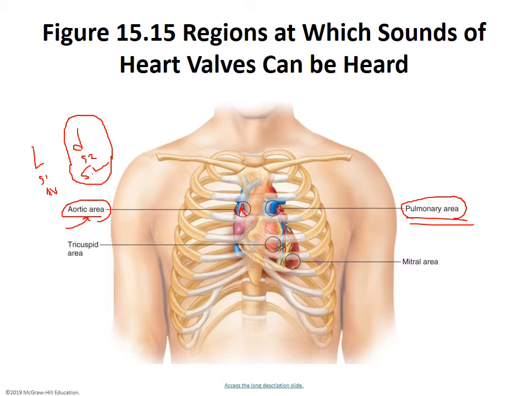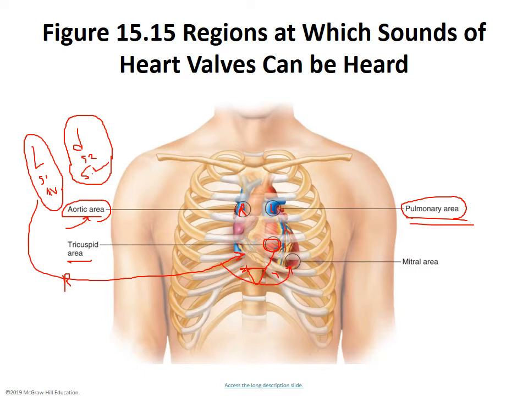Now, if we go down, you can feel where the point of the sternum, the xiphoid process, is. Basically, you feel where the bottom ribs join. You feel for the first intercostal space that's kind of prevalent on the left side, and this is the tricuspid area, the right AV valve. Now, you're going to hear both lub and dub here, but this one you're going to hear lub, or S1, more pronounced.